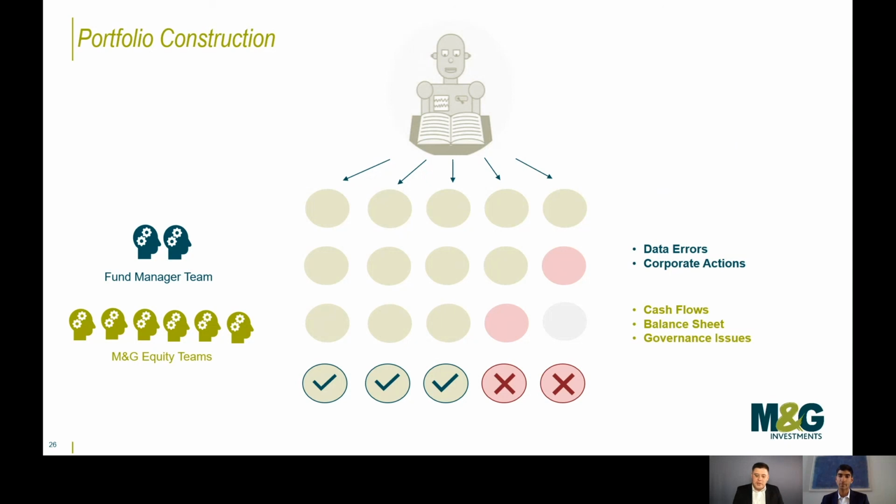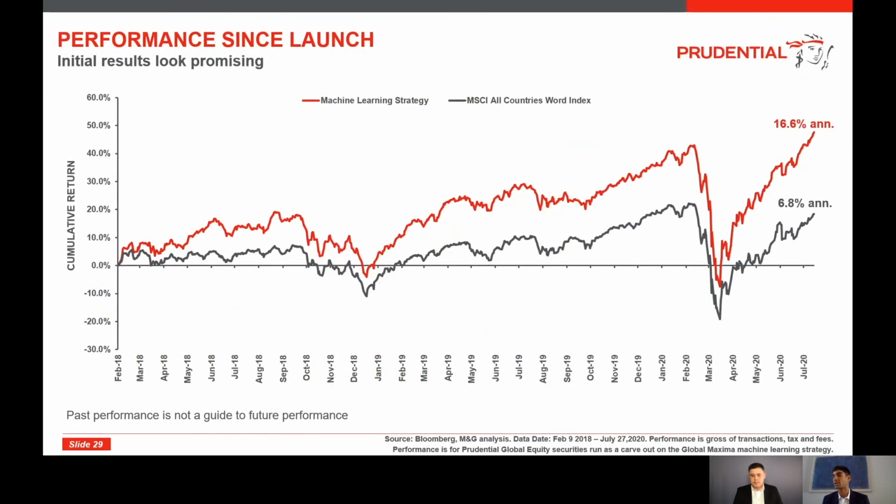But the question then is, how successful has this process actually been in delivering performance? We've been running this strategy as a carve-out within the PGF equity fund for a little over 2 years, coming up on 2.5 years now. And the results look promising. We've outperformed the benchmark within this carve-out strategy by over 20%, close to 10% annualized.